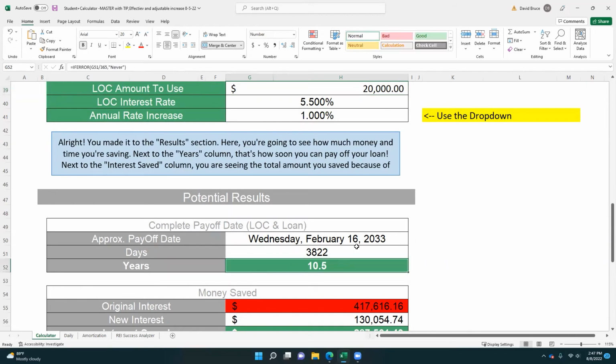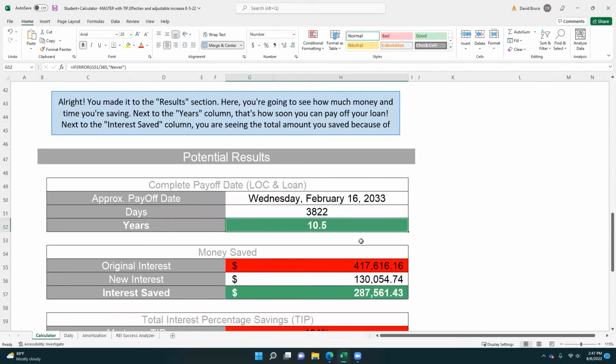And look at the results here. Now the payoff is down to 10.5 years. So that's 4 years better by using a second lien strategy than the first lien strategy.